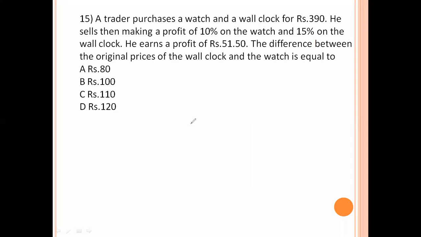A trader purchases a watch and a wall clock for 390. He sells them making a profit of 10% on the watch and 15% on the clock. He earns a profit of 51.50. The difference between the original prices of the wall clock and the watch is equal to? Now watch plus wall clock equals 390 rupees. On the watch you get 10% profit and on the clock 15% profit, which equals 51.50 rupees.